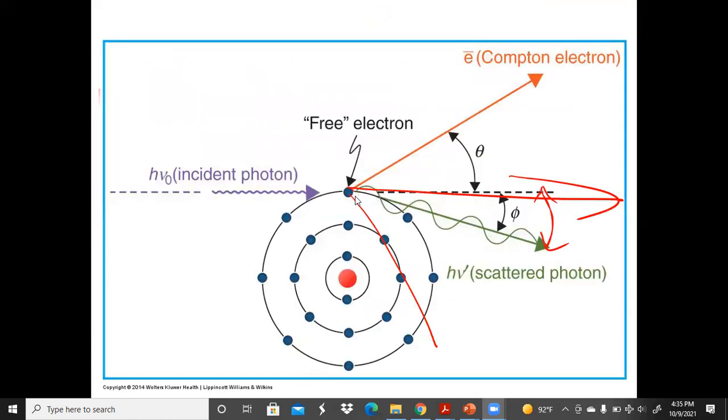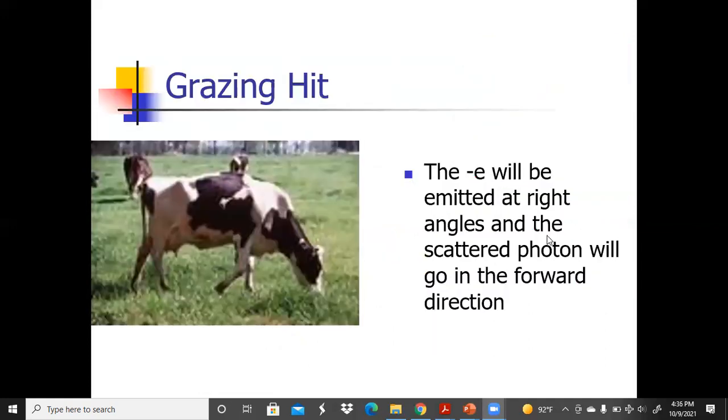So you've got the incident photon coming in, you've got a quote unquote free electron here, and you have the scattered photon coming out here, of course, at an angle, and the electron escaping here. The photon comes in where only part of the energy has been given up. Then the electron goes this way, and the scattered photon goes that way. These angles are to be computed. If it's a grazing hit, then the electron will be emitted at right angles and the scattered photon will go in the forward direction.